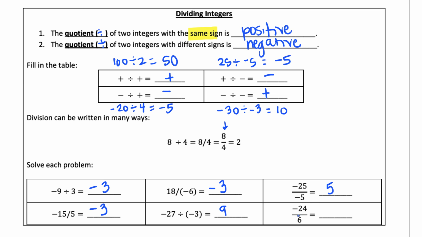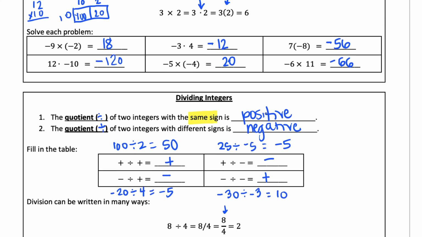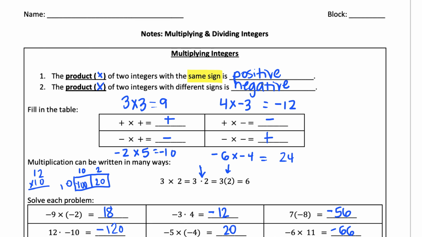In the last example, I have negative 24 divided by 6. When the signs are different, your answer will be negative. 24 divided by 6 is 4. So there are all of our solutions, and we just need to remember that when the signs are the same for multiplication and division, the answer will be positive, and when the signs are different, the answer will be negative. This will work for any multiplication and division problem that you are doing.